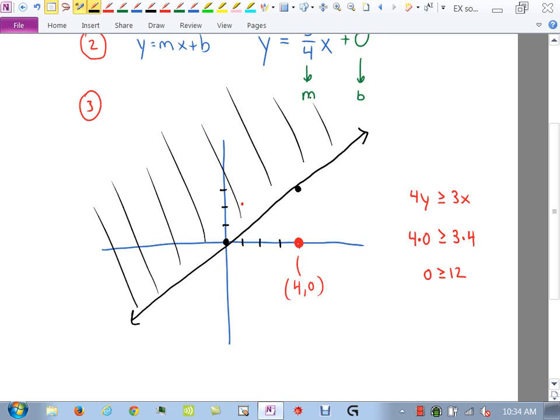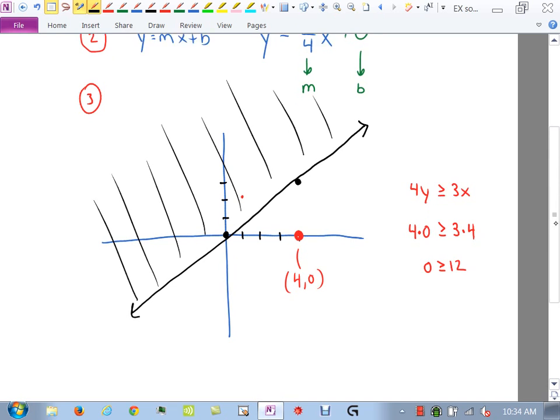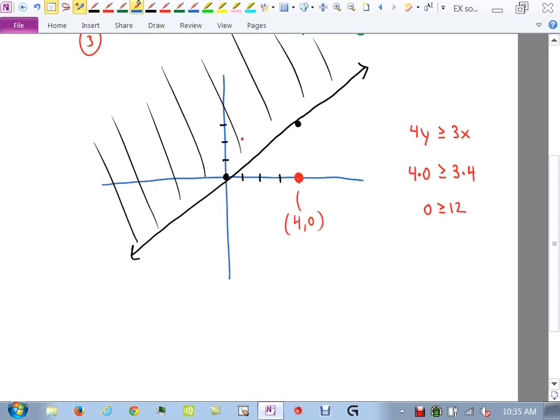Y'all see that? Now just for demonstration purposes, I'm going to plug in, what did you say, 1, 2? Okay, if I plug in 1, 2 instead, it should work. So I go 4 times, now 2 was y, greater than or equal to 3 times 1. You get 8 is greater than or equal to 3. That's true, so it works. So you would have shaded everything on that side of the line, which is the same conclusion I got from doing it the way I did it. Is that all right, everyone?